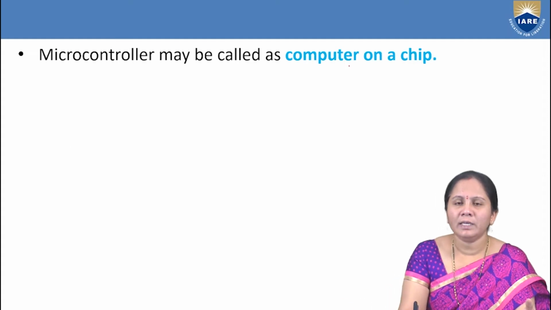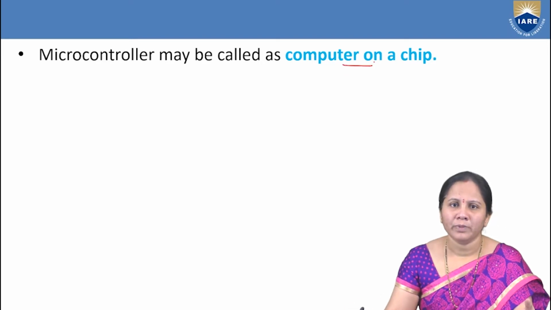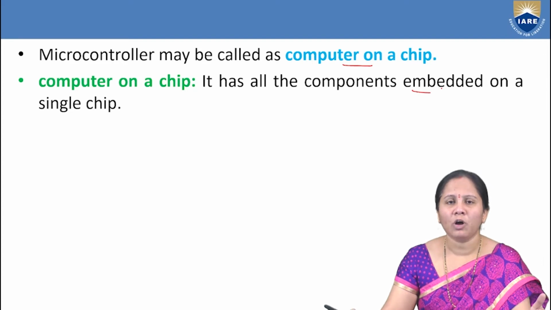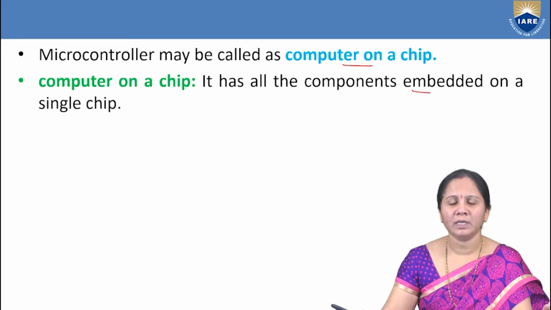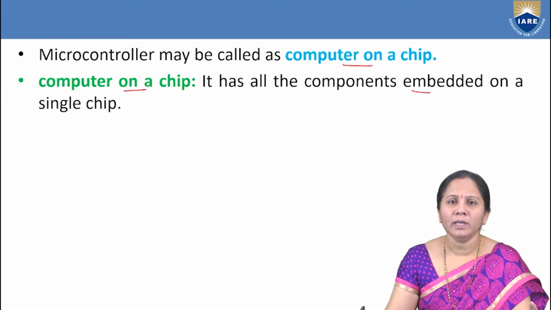Generally, a microcontroller is called a computer on a chip. Why is it called a computer on a chip? Because it has all the components embedded on a single chip: the processor, serial ports, I/O ports, ROM, RAM, timers and counters. All these different components are integrated on a single chip. That is why microcontrollers are called a computer on a chip.